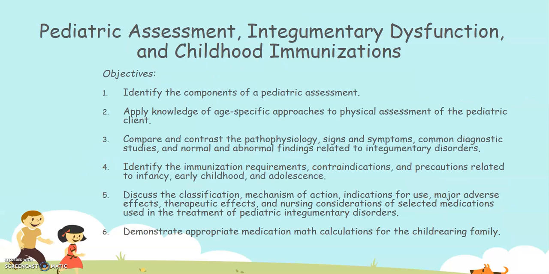So we have our objectives, and the objectives cover the pediatric assessment, numbers 1 and 2, and then we move into integumentary disorders or dysfunctions, and that's number 3, and then numbers 4 and 5 have to do with immunizations, specifically childhood immunizations, and the last objective has to do with the MedMath calculations, as you will be taking your MedMath PBA during the second day that the 434 course meets.